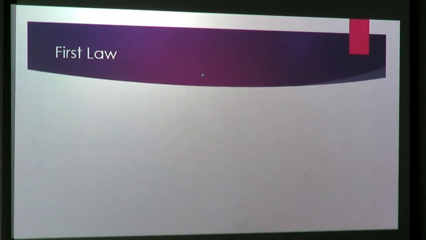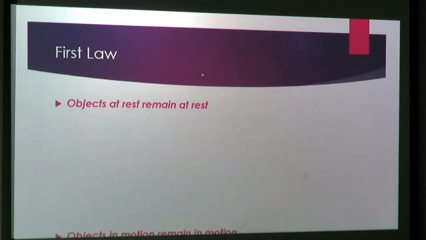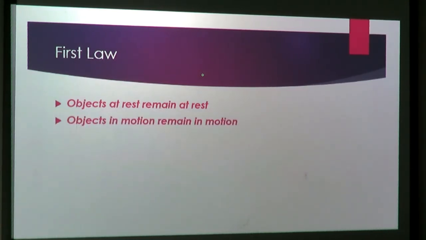First law. Objects at rest stay at rest, right? But that's not inertia. That's a misconception. Objects in motion remain in motion. And that is what we call in physics inertia. Inertia is the tendency of an object in motion to stay in motion.